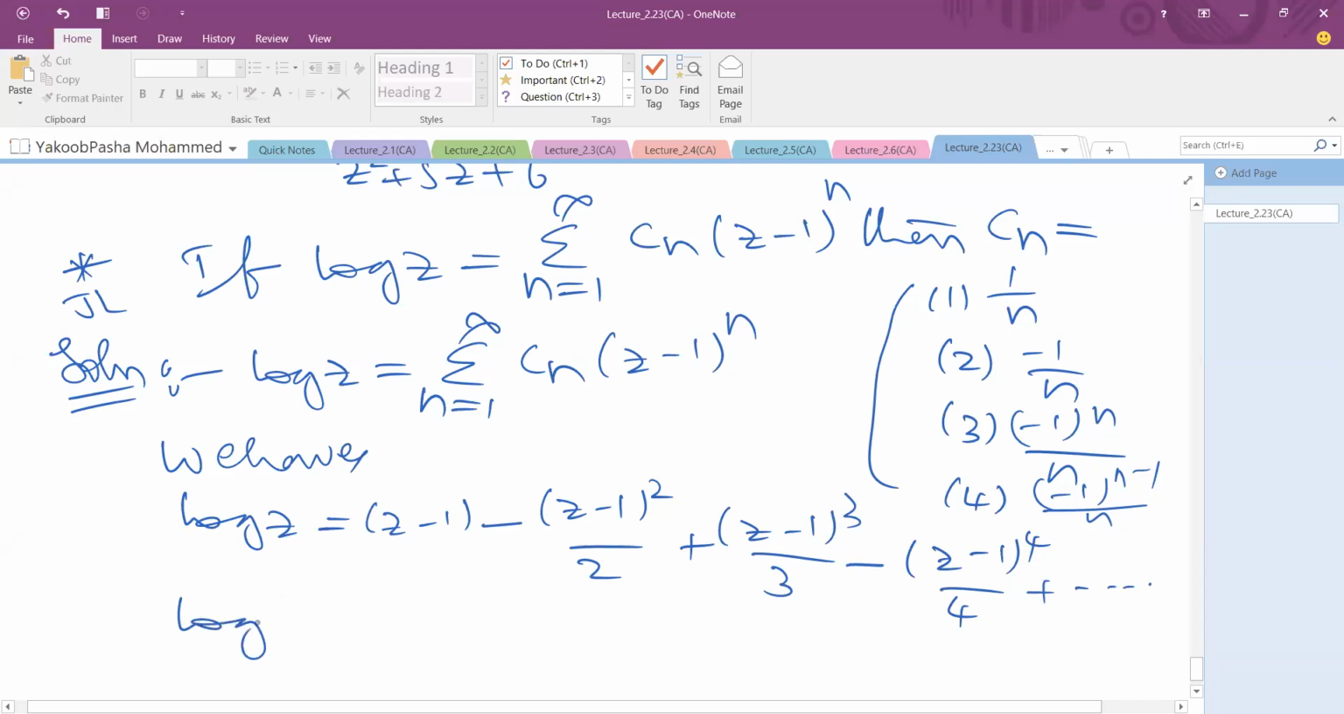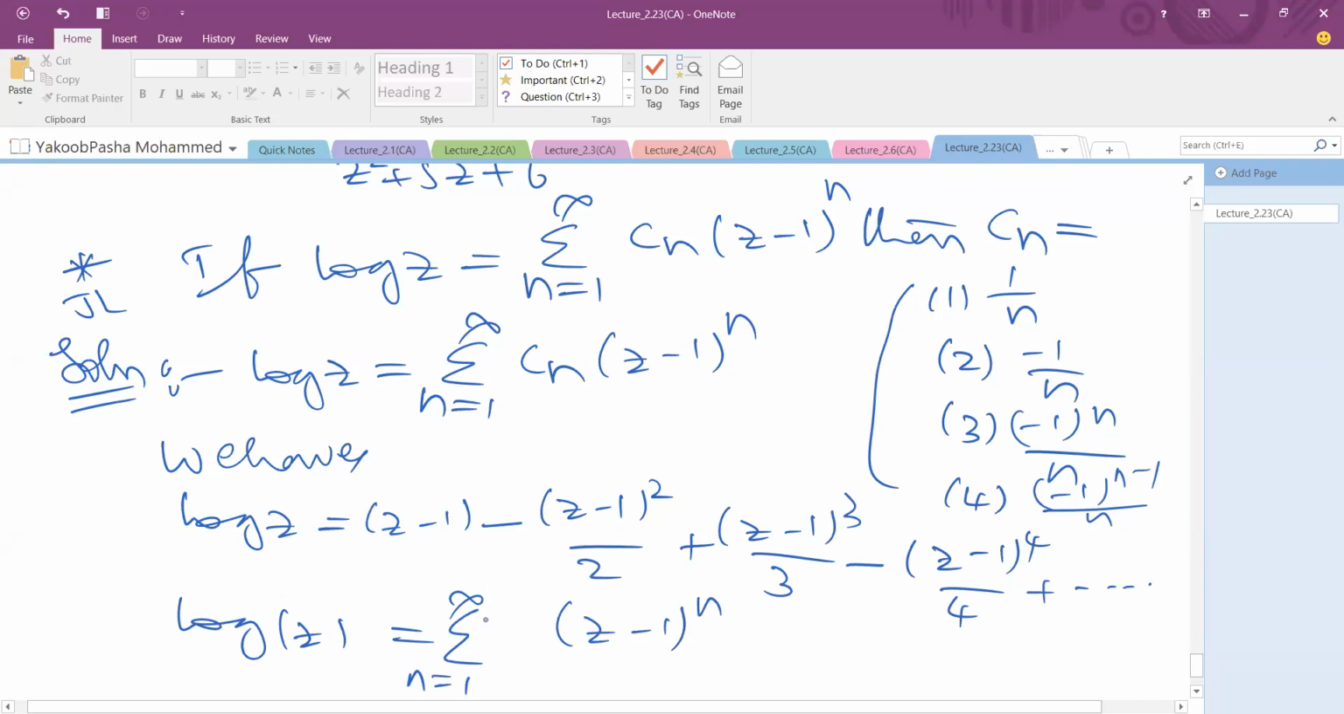So we can write log z is equal to (z minus 1) whole to the power of n and summation n is equal to 1 to infinity. Here alternately plus and minus.